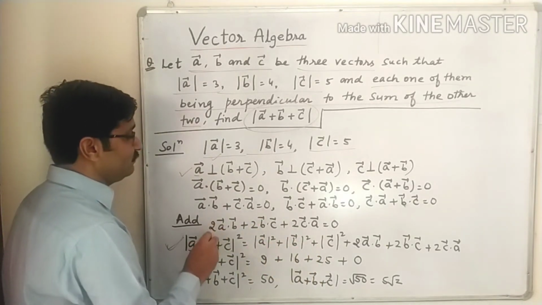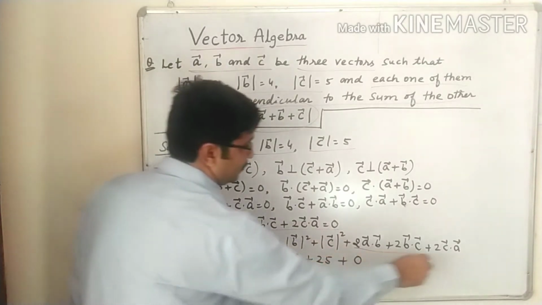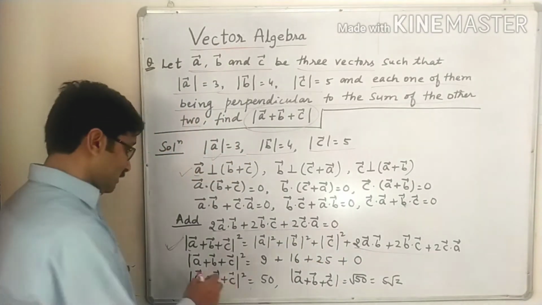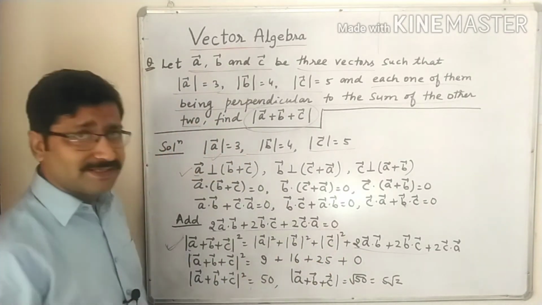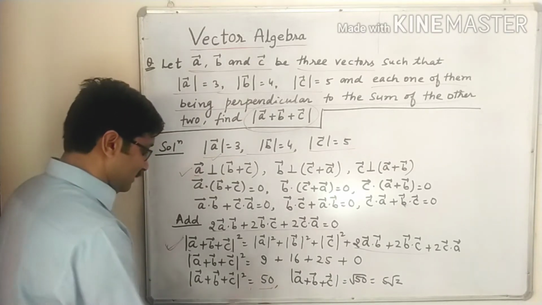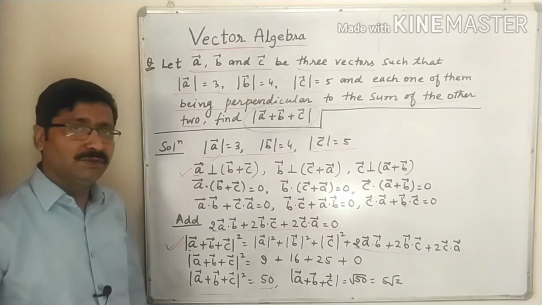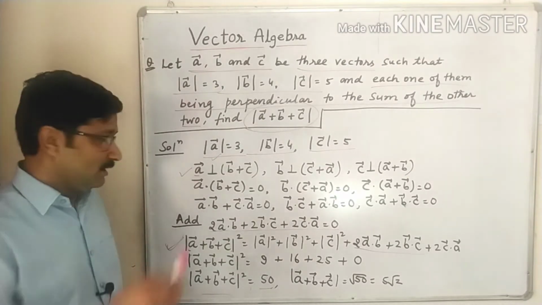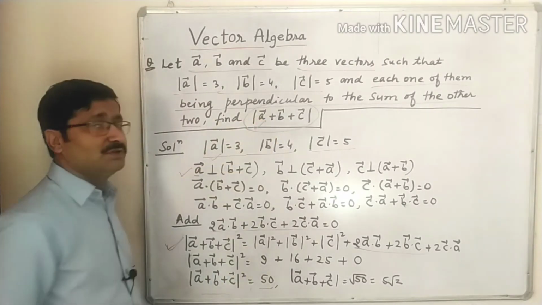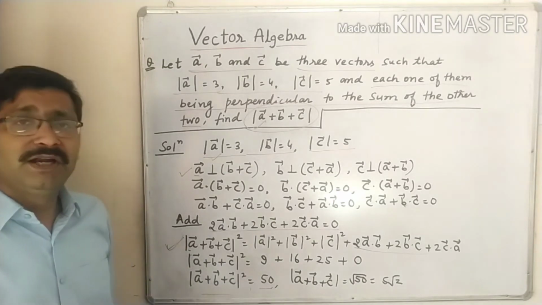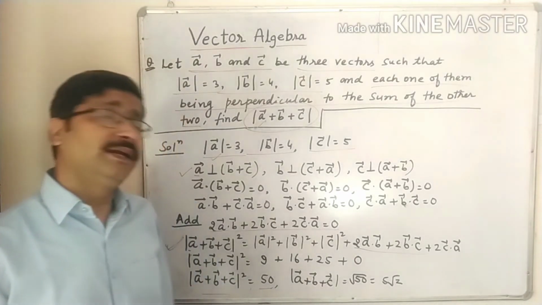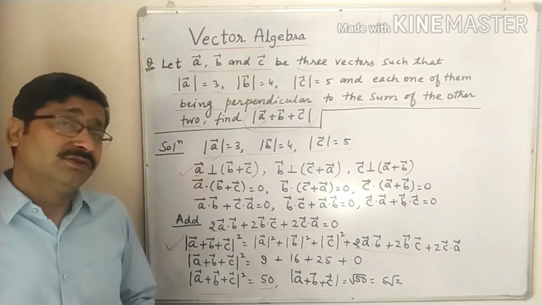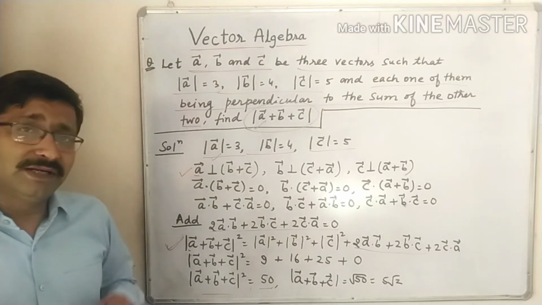And these dot product values we get 0, so you can put 0 here. Now you add 25, 16 and 9, and you get 50. So modulus of A plus B plus C squared is 50. Now we have to find the modulus of A plus B plus C, that is root 50, and root 50 you can also write as 5 root 2. So this is very simple, I think you understand.